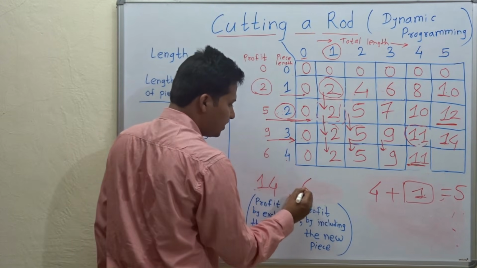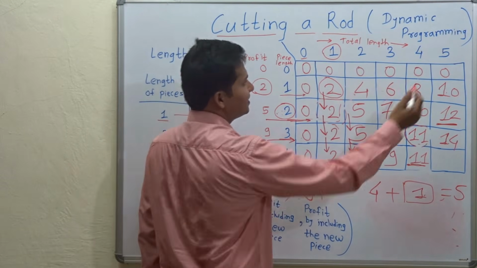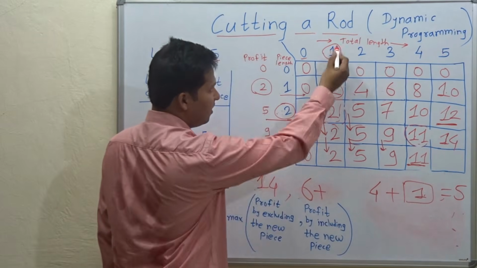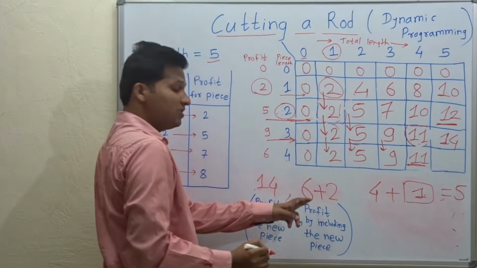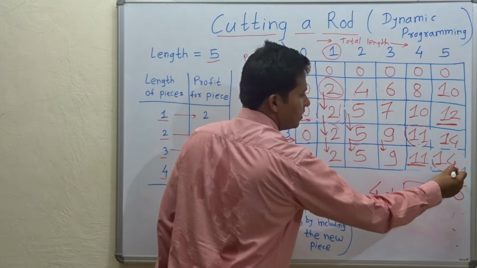What is the profit? If you include this piece, then first the profit is 6 plus the remaining 1. So go to the first cell, that is 2. 6 plus 2 is 8. So what is the max? 14 is the max. Yes.